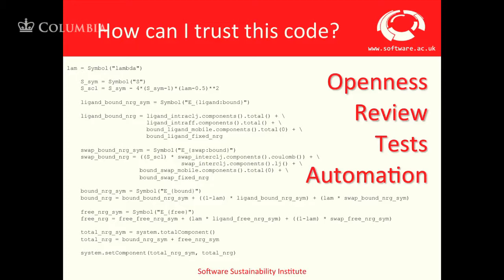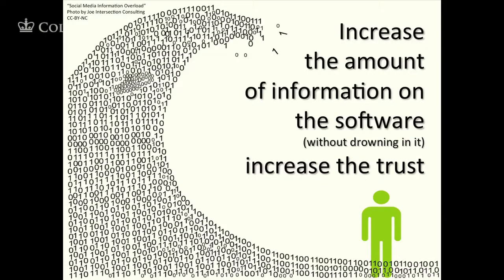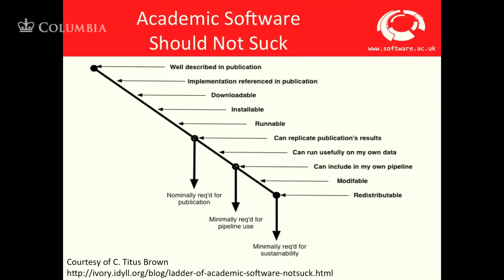So there's this question. It's basically, how do we increase the amount of information on software without drowning in it and therefore increasing the trust? And the question that I often get asked is, but it's so much extra work, so why should I have to do it? Or does anyone really use this? And that's really what I'm going to try and push back against in the second part.